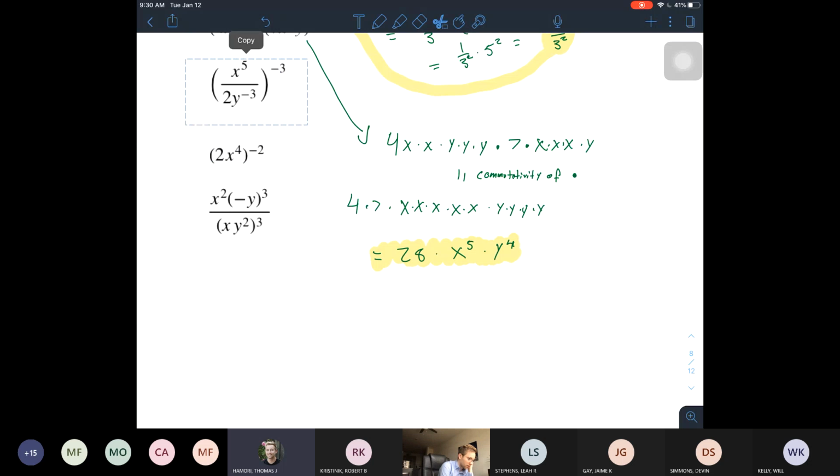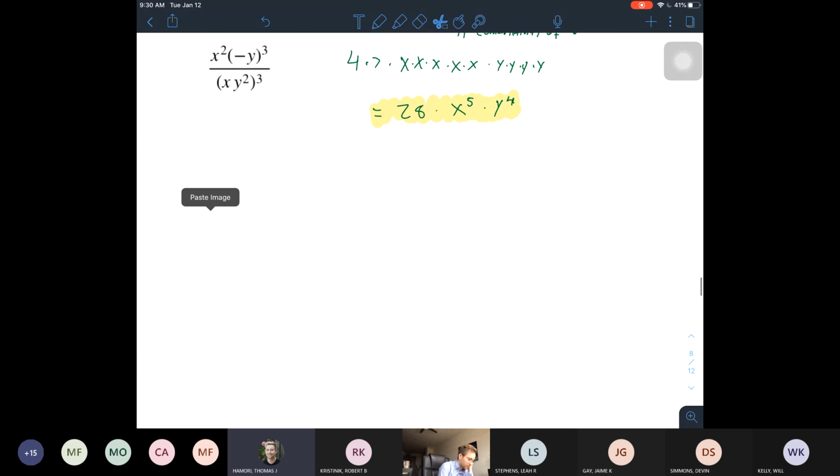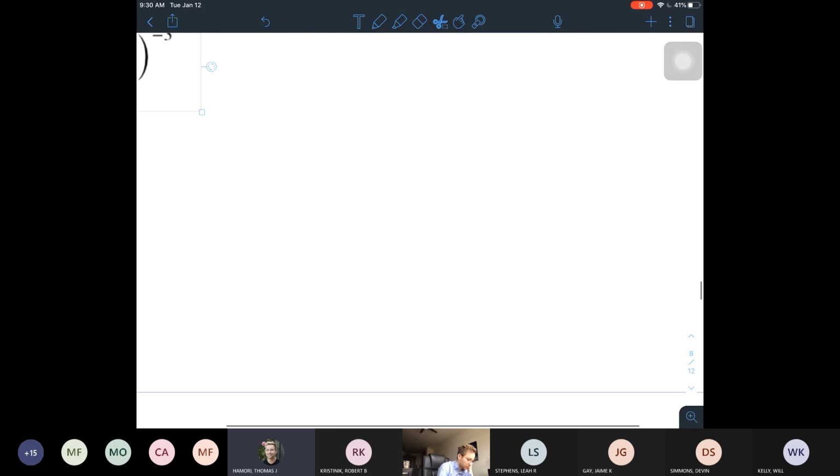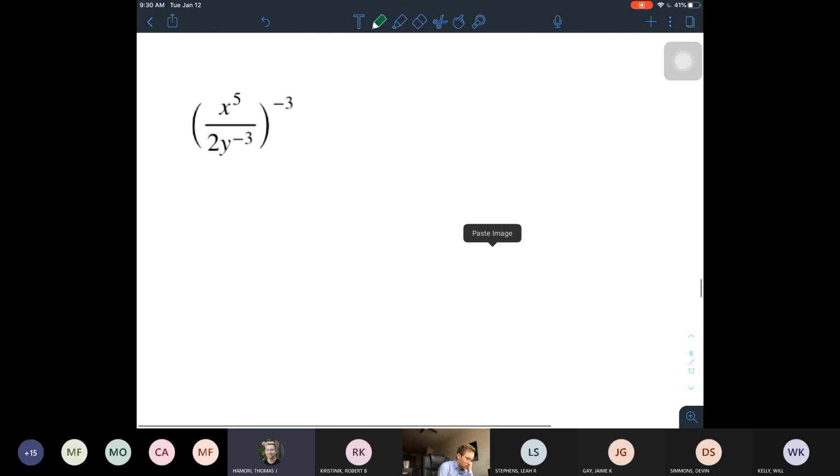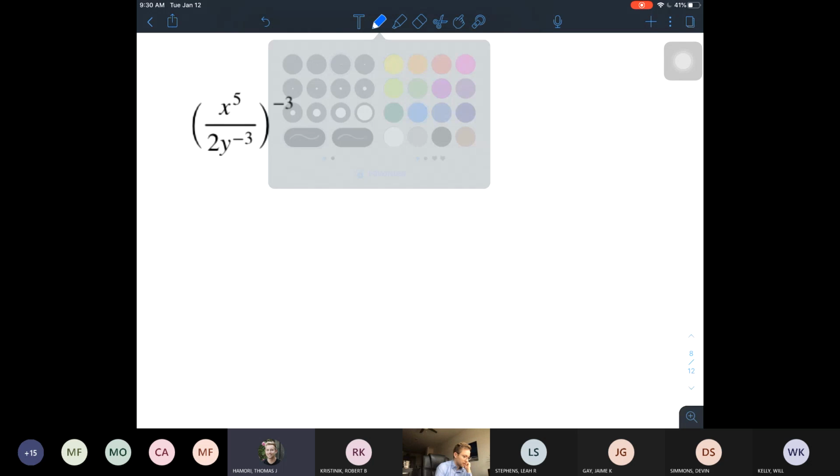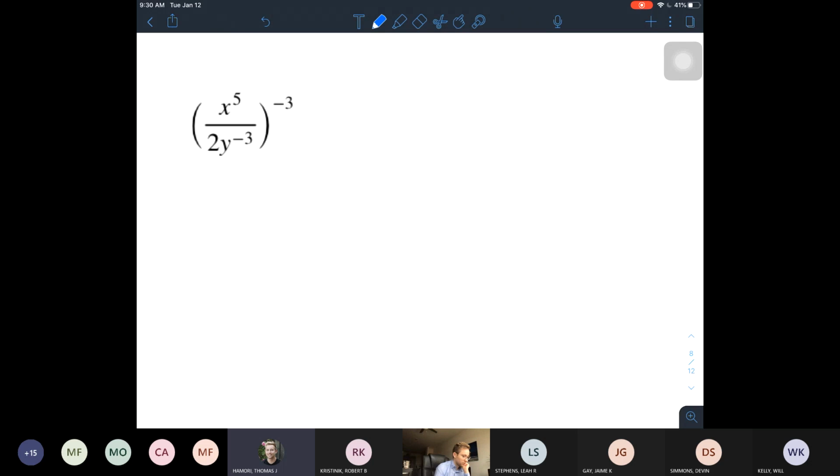Okay, let's try this next one. Copy that, we'll put it down here. It's getting a little bit crowded up there. Okay, let's try this one. On this one, we want to first use our rule to distribute this -3 power onto each of those two pieces. So first thing we'll do is distribute the power.